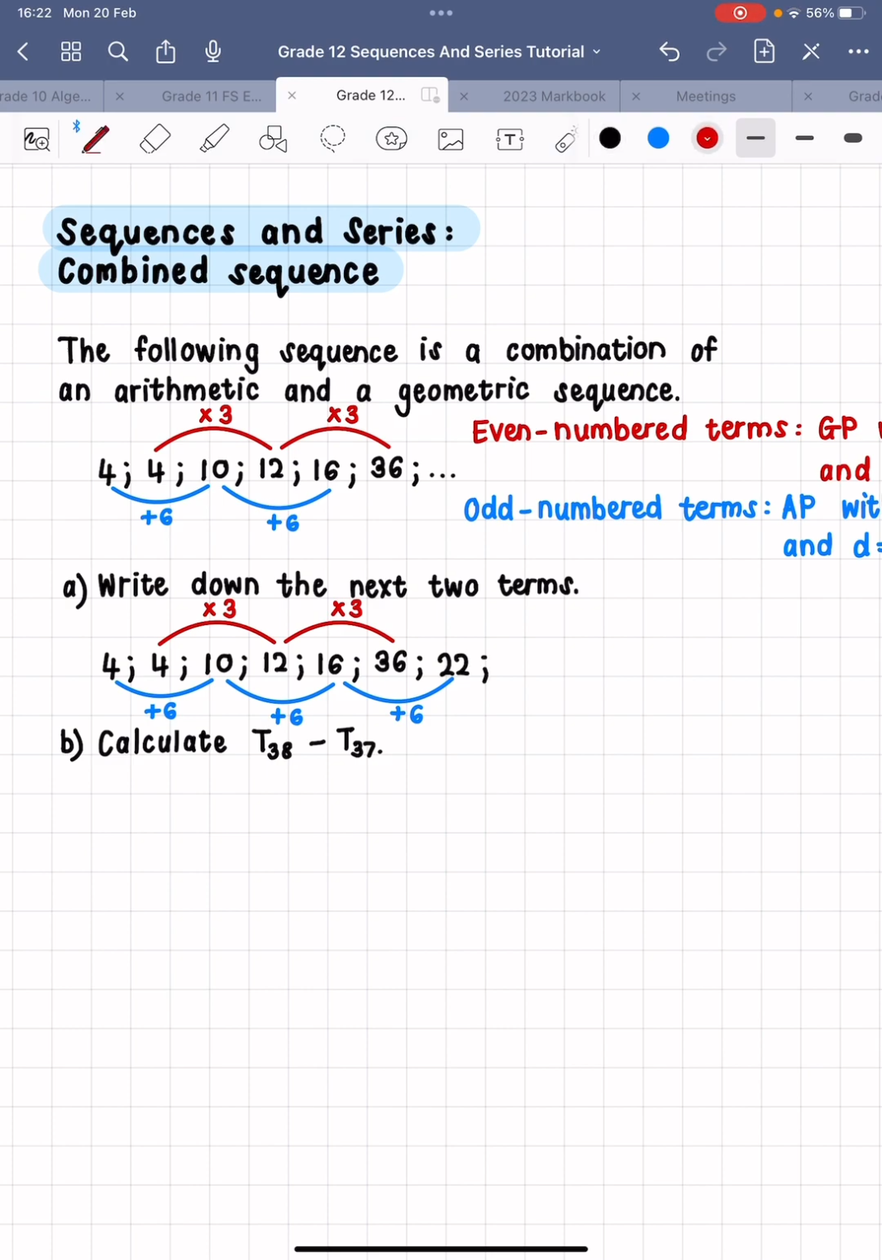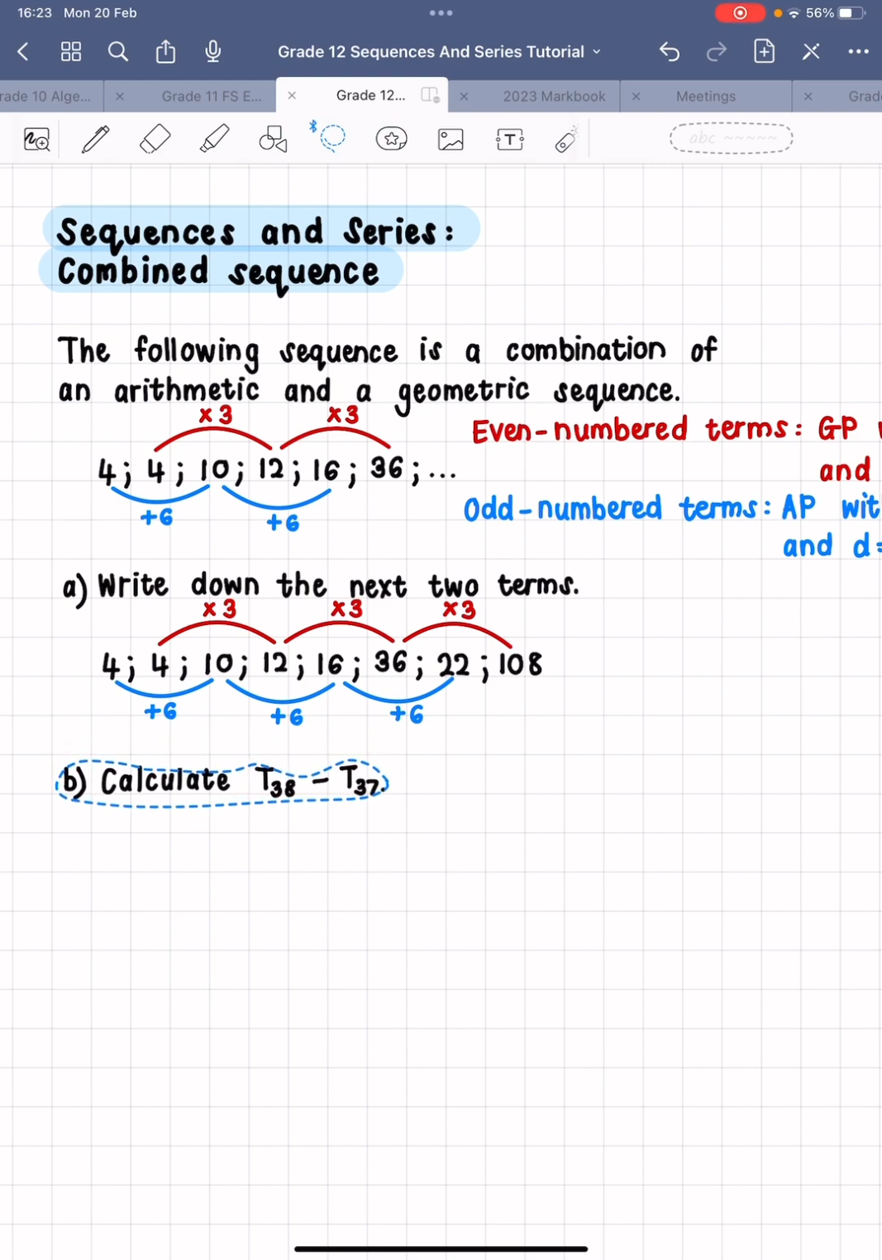To get the next term, which is term 8, it is an even numbered term. It's going to form part of the geometric sequence, so I'm going to have to multiply the previous term of the geometric sequence by 3. Now 36 times 3 is going to give us 108. So those are going to be the next two terms. Essentially we just continue with the same pattern, but again we are alternating. The one term is going to be a term in the arithmetic sequence, and the other is going to be a term in the geometric sequence. So these are the next two terms as the question was asking for.